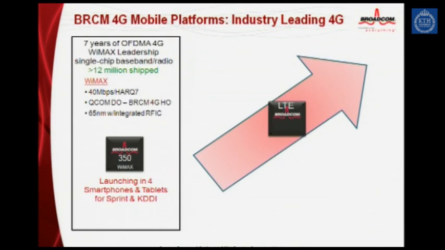So basically, we started WiMAX, the company BCM, in 2004. We were in the fourth generation chip when we actually got acquired by Broadcom. So this is the 350 chip, it's fourth generation. We shipped about 12 million of those chips. It's 40 megabits HARQ. HARQ means hybrid ARQ, it's a technology within WiMAX. So it's 40 megabits per user. It can decode 40 megabits at a time, burst decoding.